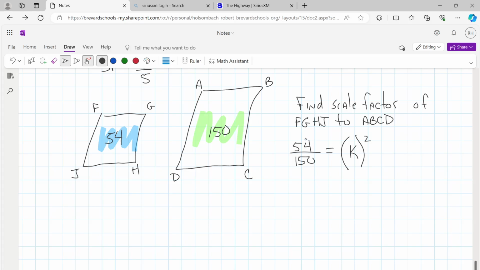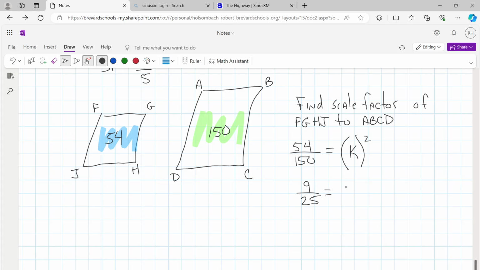Now, does anything go into 54 and 150 so that we can simplify? All right, so in this case, 150 divided by 6. Yeah, 6 goes into both of these. So look what happens. If we divide the numerator by 6, 6 goes into 54 9 times, and 6 goes into 150 25 times.